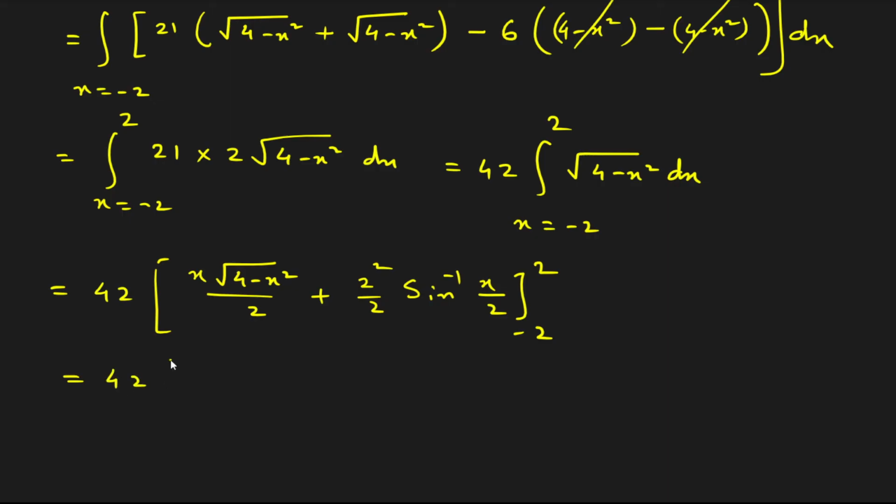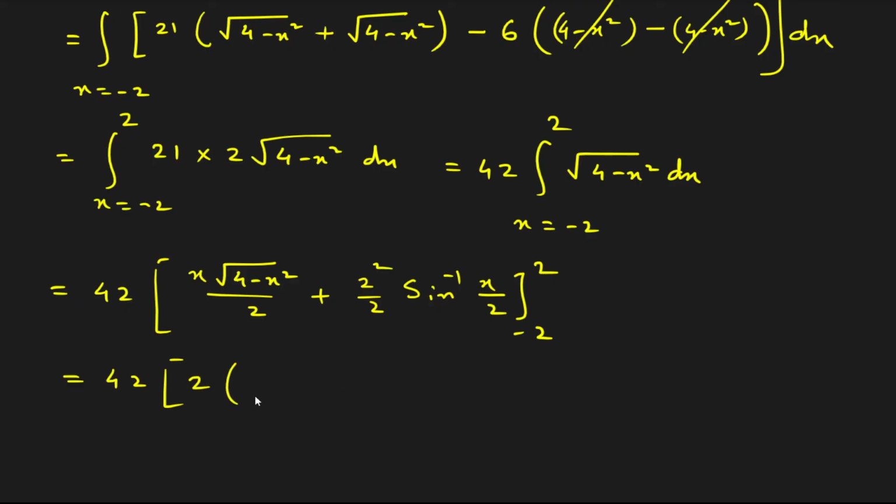So 42. Now see, when you put the upper limit, 2 here, so 4 minus 4, it will become 0. When you put the lower limit, same, minus 2 whole square, again it becomes 4 minus 4, 0. So this part will vanish for both upper and lower limit. So we have only this particular part. So a square means 4 by 2 is 2.